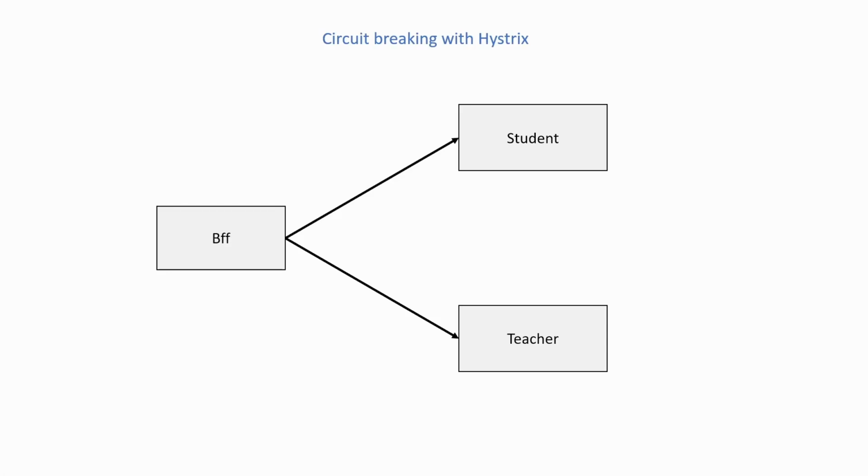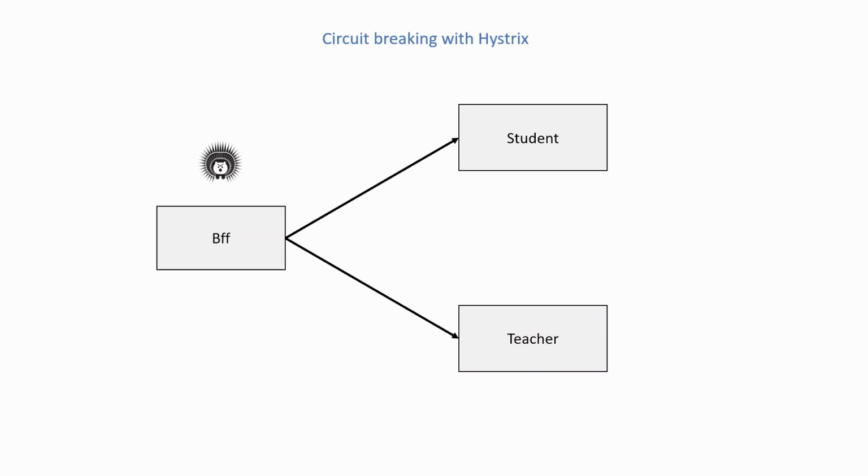In this video, we are going to learn about circuit breaking with Hystrix. So, we have two services, student and teacher, which are returning some valid responses. Now, we are calling the student and teacher service from the BFF service and returning a combined response. So, we are going to implement Hystrix on the BFF service, and if one of the services out of student and teacher is down, then we'll see how we can return the hard-coded fallback response.